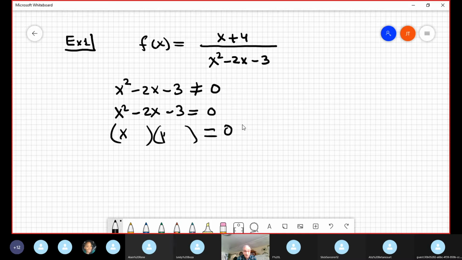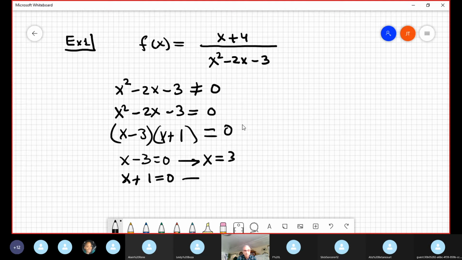The combination is 3 and 1. Wow, 3 and 1. x, 3 and 1, because 3 times 1 is 3, and 3 minus 1 is 2, so negative and positive. Okay, so x minus 3 equals 0, then x equals 3. x plus 1 equals 0, x equals negative 1. Okay, so basically, in my mind, 3 and negative 1 are the bad guys.